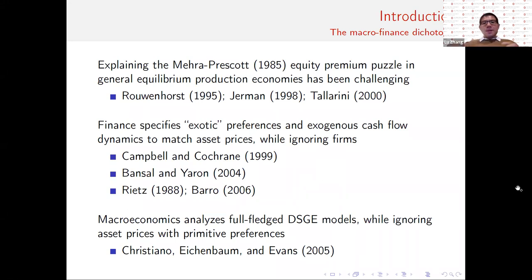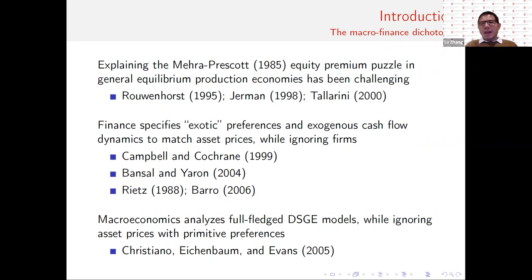On the other hand, in macro, the leading DSGE models, for example, by Christiano, Eichenbaum, and Evans, the New Keynesian DSGE models, largely ignore asset prices. While CEE were actually using internal habit, the more popular choice would be log utility or power utility. So risk premiums in these models are pretty small, close to zero. This is befitting their economic questions, because they were focusing on aggregate quantities.